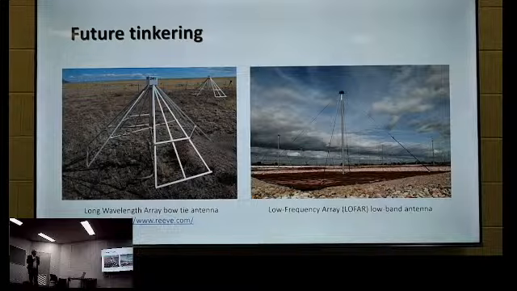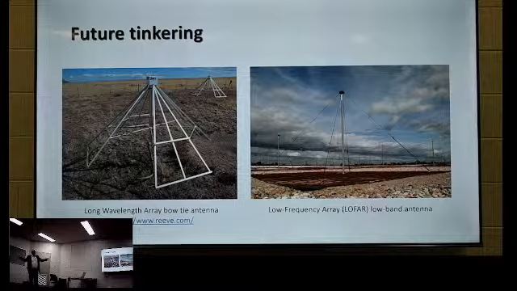Yeah, but I hope you don't need these massive antennas, or you don't need to be Grote Reber to do it these days. So. Any more questions? Yeah, I've got one.